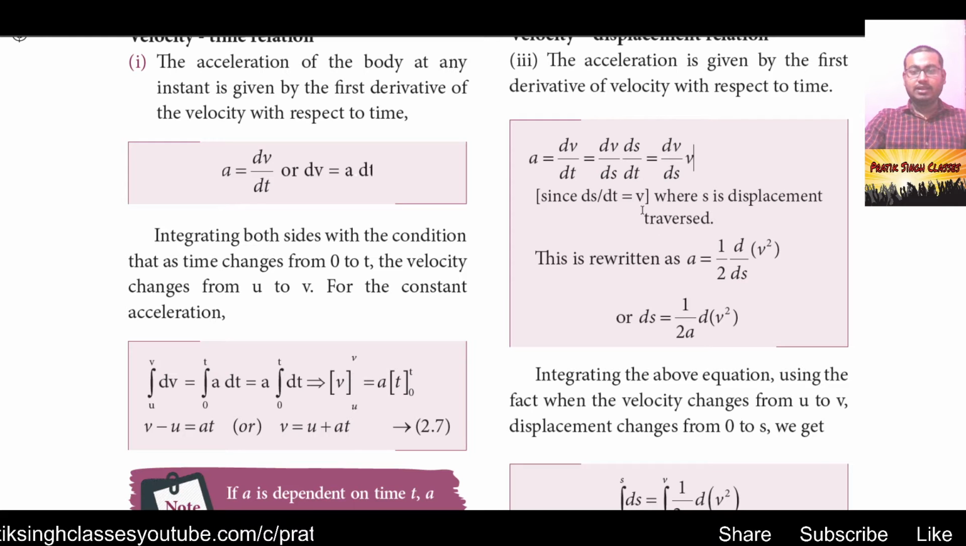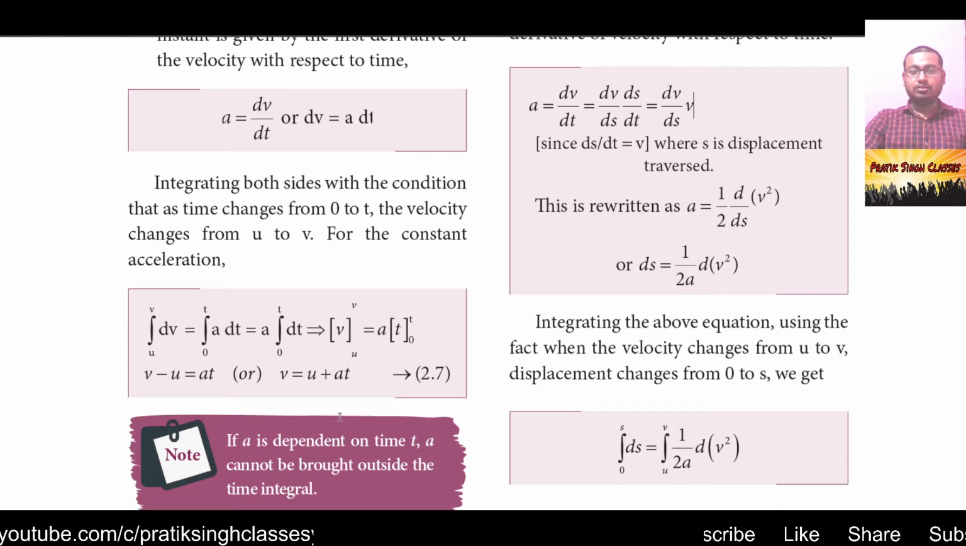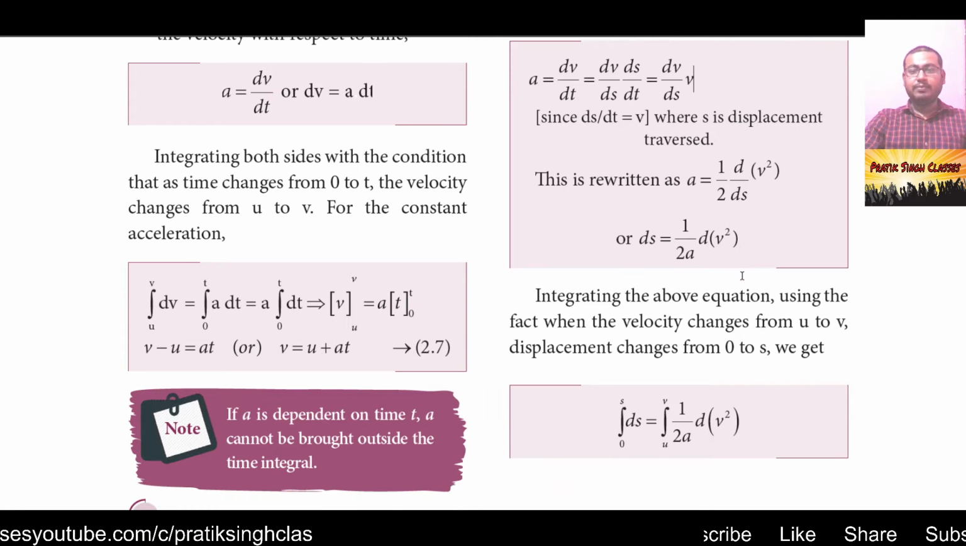Here ds by dt is equal to v, where s is the displacement traversed. Fine. So this can be rewritten as acceleration a = half d by ds of v square, or ds = 1 by 2a into d(v square). Here this thing has come from integration, which is omitted.